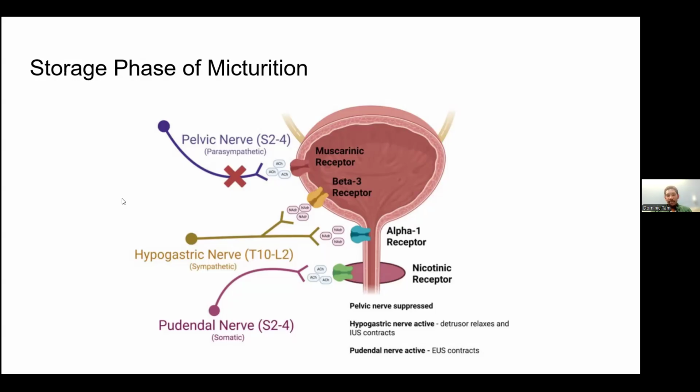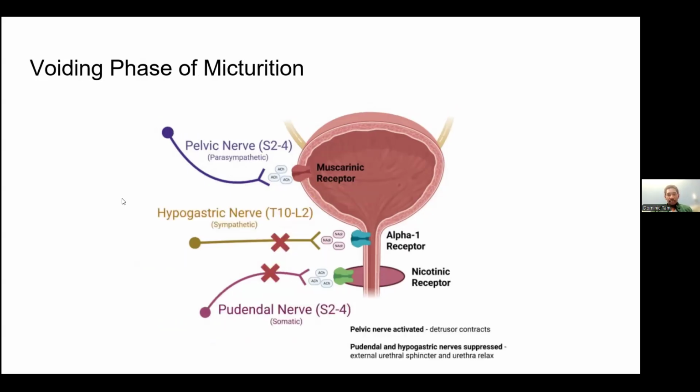Continuous inhibition of the periaqueductal gray ensures that afferent input does not activate the pontine micturition center. Voluntary somatic control of the external urethral sphincter is achieved via the pudendal nerve, which activates nicotinic cholinergic receptors in the striated muscle of the external urethral sphincter, causing it to contract. And this prevents any urinary leakage through the external sphincter. That's our storage phase.